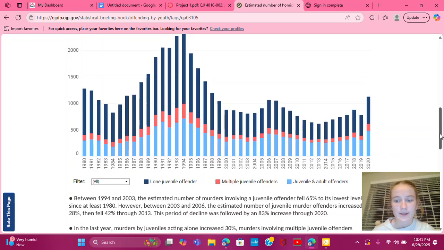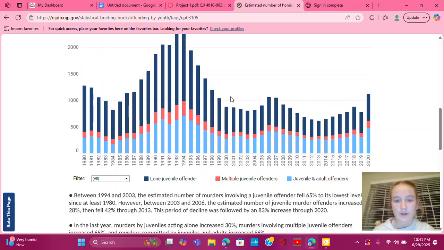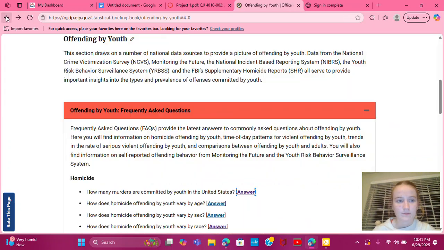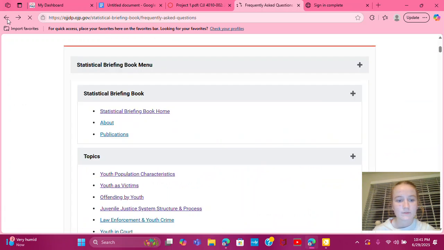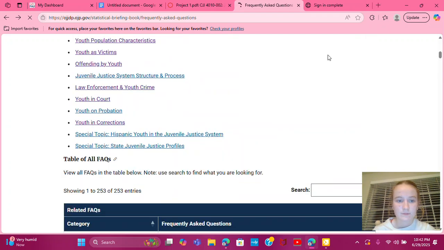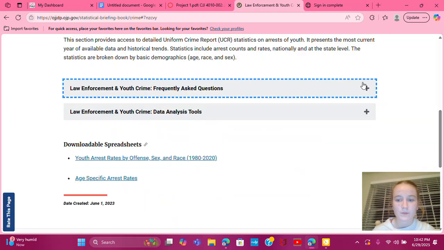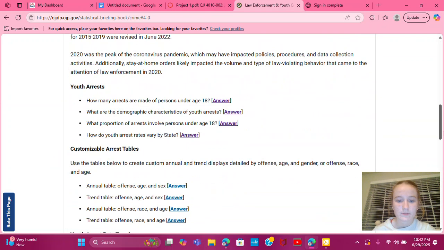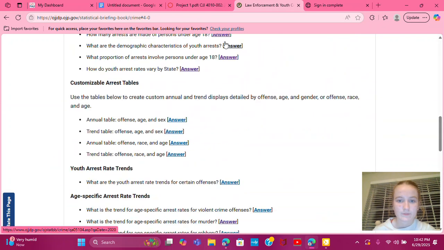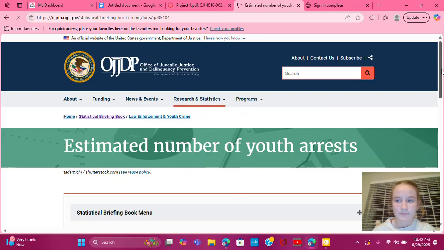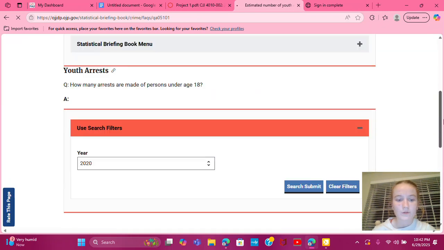Go back again. So law enforcement, youth, and crime. Questions. And so for our fourth fact, about 424,300 people under the age of 18 were arrested, which was 71% less than the number of arrests in 2011, but still a pretty high number of arrests for juveniles. So that is our fact number 4.